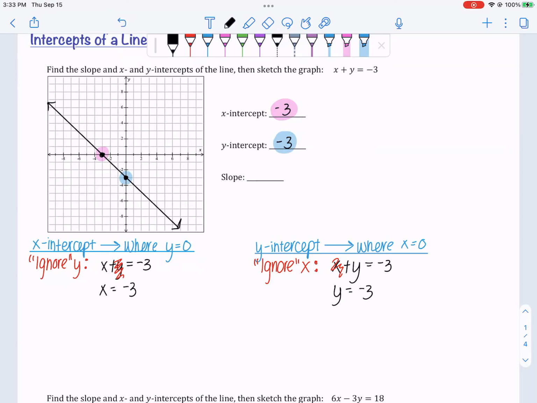To find the slope, it's actually pretty easy to do because you now have really nicely plotted points here. So starting with my leftmost point, I need to go down 3 units and to the right 3 units. So my rise over run, I'm going down 3 to the right 3, so -3 over 3, which is -1.